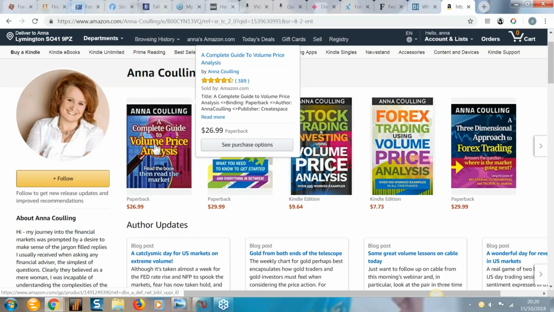So in this session, that's what we're going to look at. We're going to look at the volume price analysis concepts and how we can apply them to all sorts of charts, all sorts of time frames. And as I said, last week was a fantastic example of how, if you didn't have VPA, you really would be floundering.